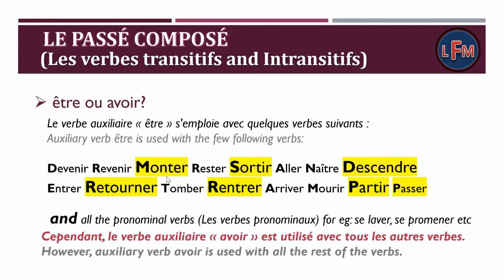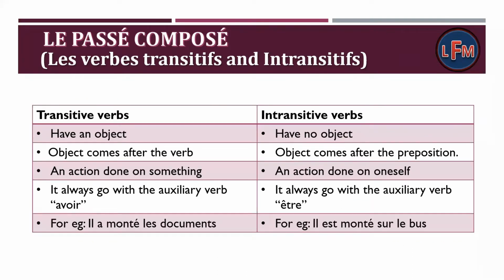These verbs are monter, sortir, descendre, retourner, rentrer, partir, passer. These verbs go with both être and avoir, and the verbs which go with both être and avoir are called transitive and intransitive verbs. So what are transitive and intransitive verbs?